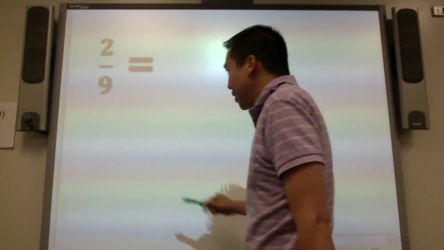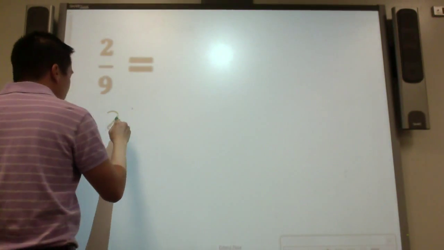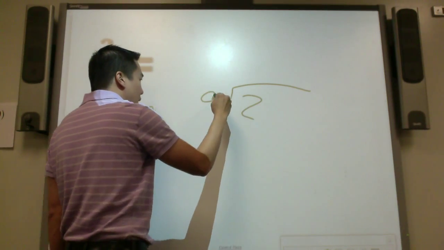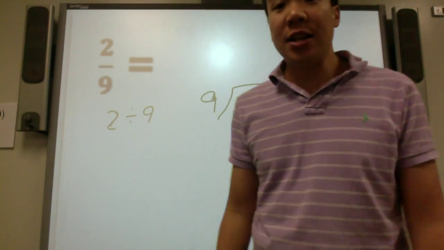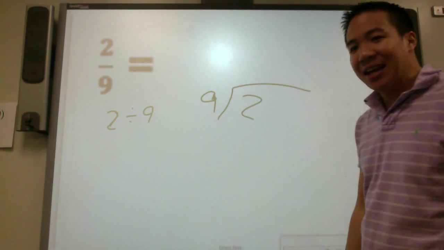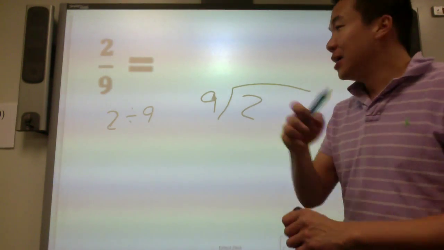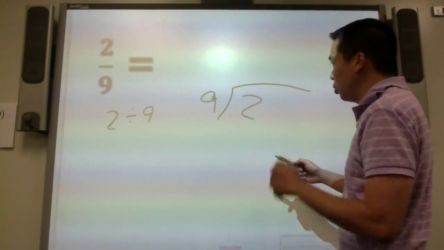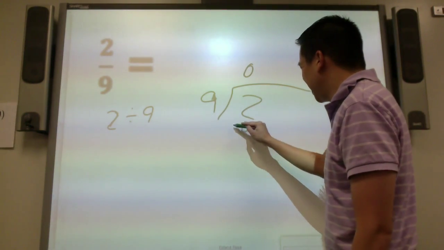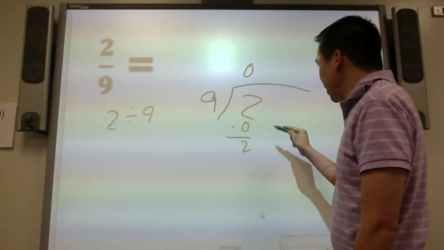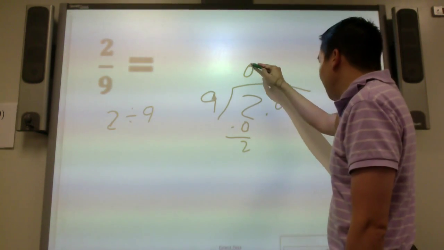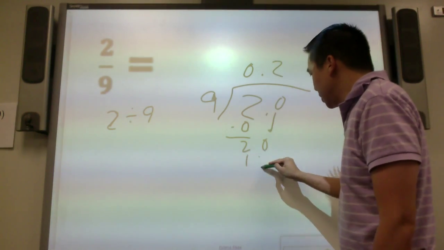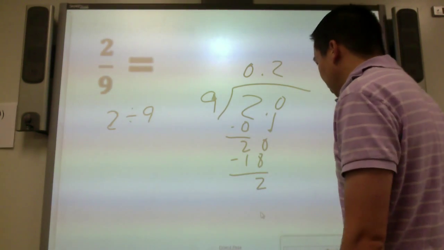Next one, 2/9. You have 2, you're going to divide it into 9 parts. Again, if you have a hard time figuring out which numeral goes inside the division bar, top goes in, bottom goes out. Can 9 go in 2? 0 times. I need to get rid of this remainder. Add a 0.0. Don't forget to line it up. Bring it down. How many groups of 9 go into 20? 2 times. 20 minus 18 is 2.